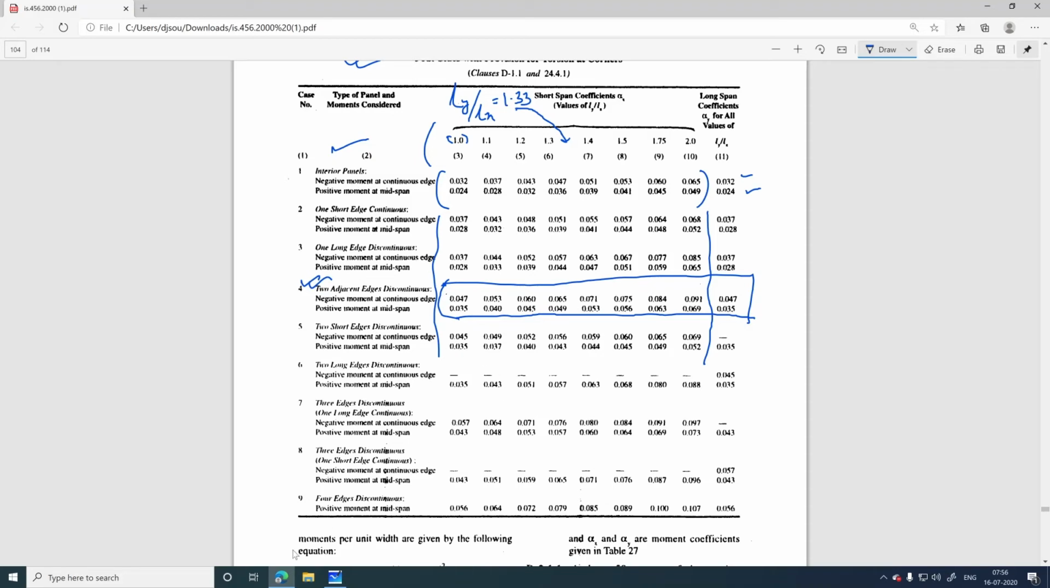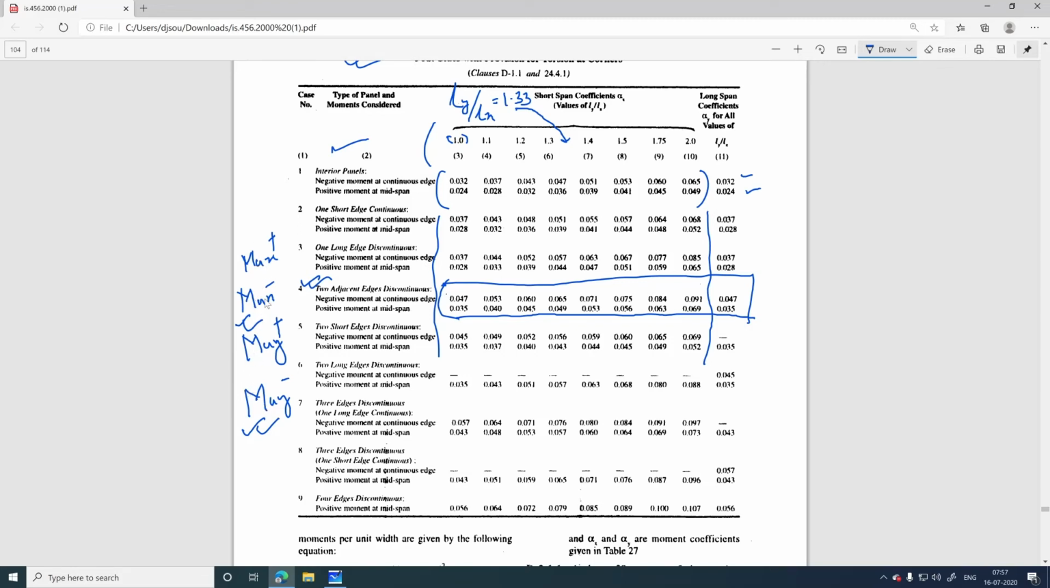So let's write the equations first for determination of the moment. I will write Mux positive, Mux negative, Muy positive and Muy negative, okay. So these Muy and Mux positive and negative values, I will consider respectively, okay. You can see this one is for negative moment at the continuous edge, and this is the positive moment at mid span, okay. So these two are for the longer span and these two are for the shorter span.